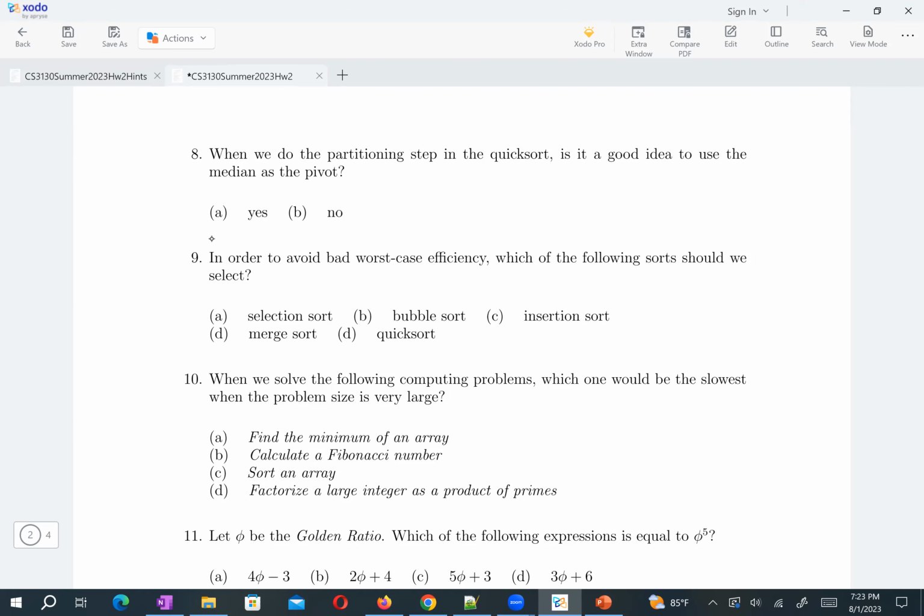When we do the partitioning step in quicksort, using the median, is it a good idea? It's a bad idea, because its cost is too high. Although finding the median is big theta of n, it is much higher than the partition step, which is much cheaper than finding the median.